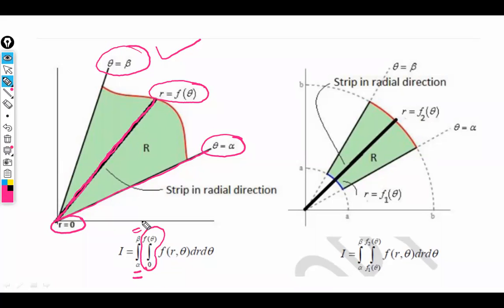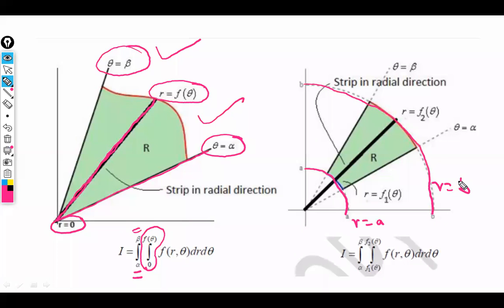So for the first region, the double integral has the limits alpha to beta, and 0 to f(theta), of f dr d theta. So that is about the first integral. In the second part, the region is bounded by two concentric circles. This is a circle of radius A, and here is a circle of radius B. We'll assume that r is equal to A and r is equal to B are circles.